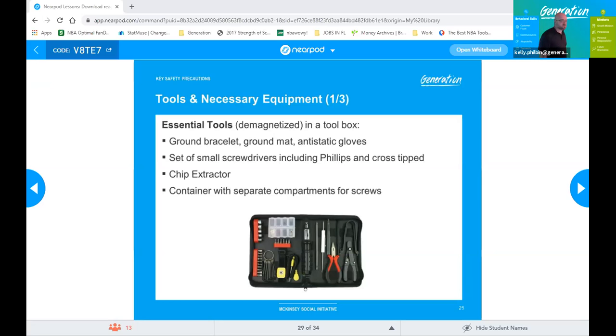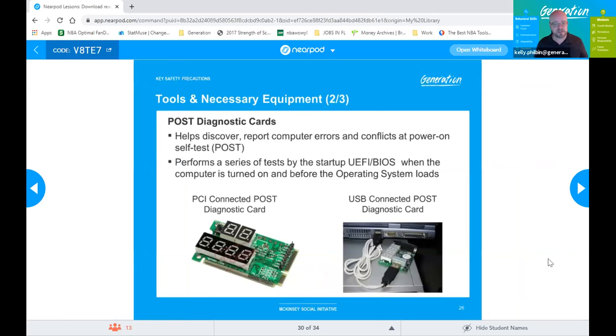Next, POST cards, diagnostic cards. You typically don't see those very often, but you will occasionally come across techs that have them, because they give you the POST code right off the bat so you can look it up. Small to mid-size companies typically won't have them, but some will, like if you're dealing with Geek Squad or something like that. Oftentimes, you will just hear the beeps and then look up the motherboard company, because each one has its own beep codes, and figure out what those beeps mean. The POST card just gives you an easy way and tells you what it is.